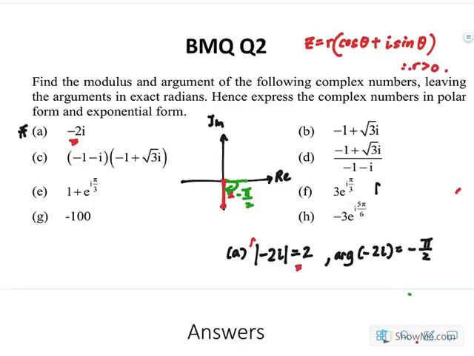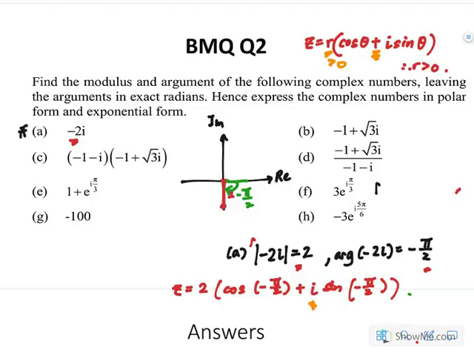On top of that, theta will be the argument. So since we have found the modulus and the argument, we can say that negative 2i written in the polar form is just equal to r, which is 2, cosine of negative pi over 2, which is theta, the argument, plus i sine of negative pi over 2. Take note, this has to be a plus. You cannot say this is minus pi over 2. Only then can we say this is the polar form.